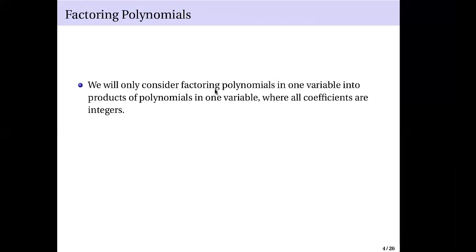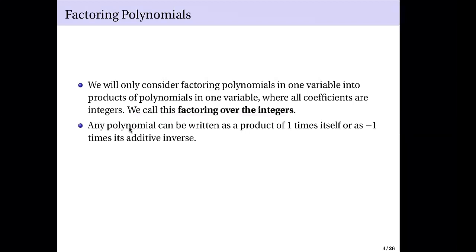We will only consider factoring polynomials in one variable into products of polynomials in one variable, of course, where all coefficients are integers. So our polynomials will only have integer coefficients. And we call this factoring over integers, which means that if we want to try to factor a polynomial, the factors of that polynomial must have integer coefficients also.